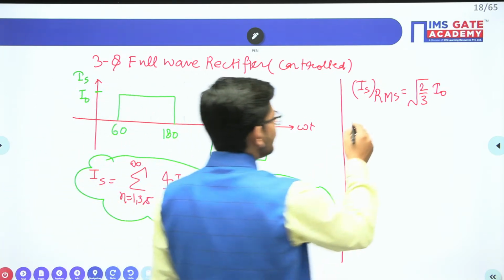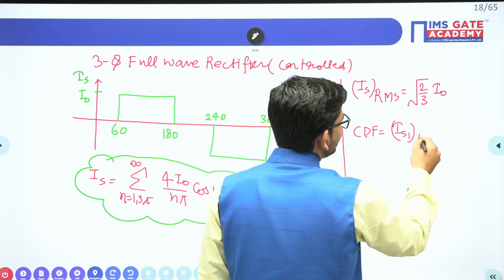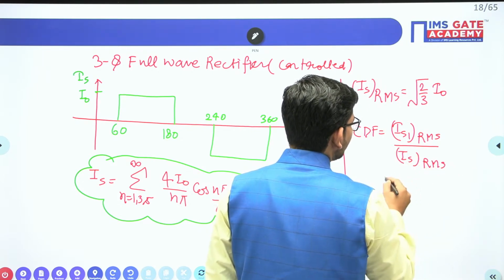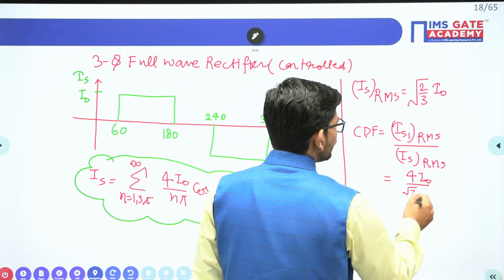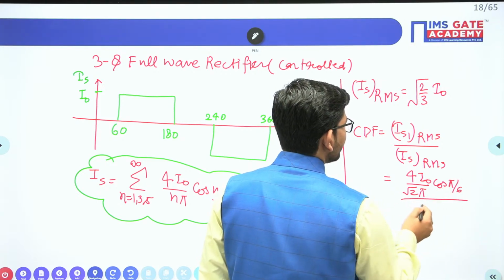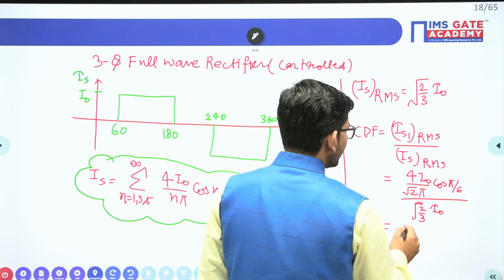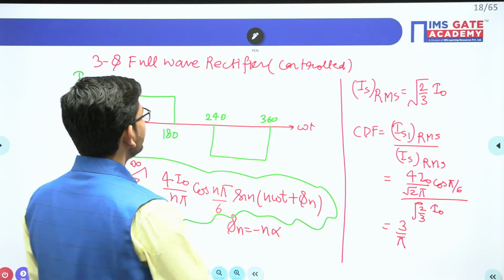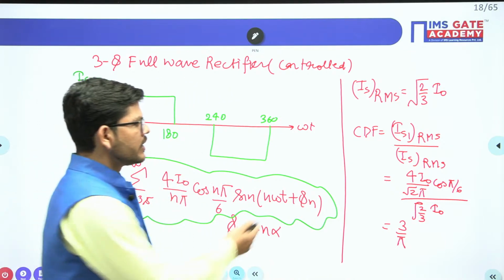Now what will be the current distortion factor? This equals IS1, the fundamental RMS component, divided by the total RMS component. The fundamental component is 4 I naught upon root 2 pi cos pi by 6, divided by root 2 by 3 I naught. After this you will get CDF equal to 3 by pi. So CDF in case of a 3-phase full wave converter is 3 by pi.